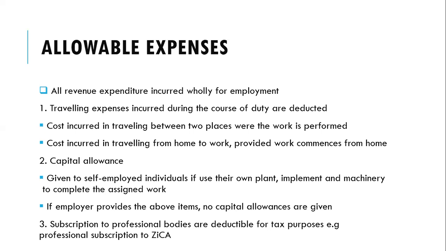So capital allowances are given to self-employed individuals if they use their own plant, implement, and machinery to complete the assigned work. So if a person who's under a contract for service uses their own equipment, the capital allowances are offered on that particular item, plant, or machinery that's used. If employers provide the above items, no capital allowances are given. So if employers provide the equipment that is used in that particular job for a person who's self-employed, that particular amount is not given as capital allowances, right?